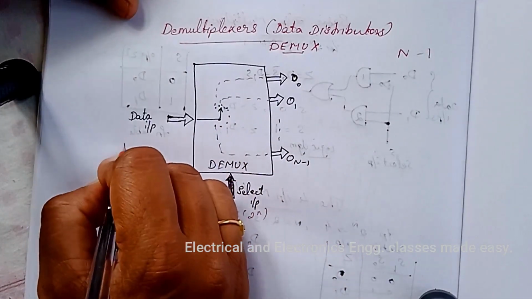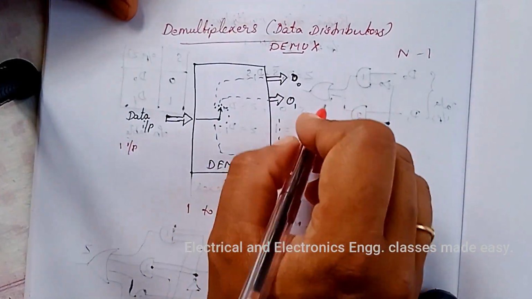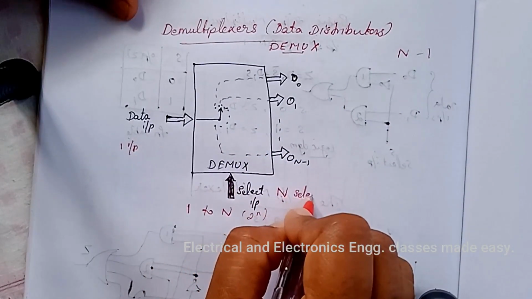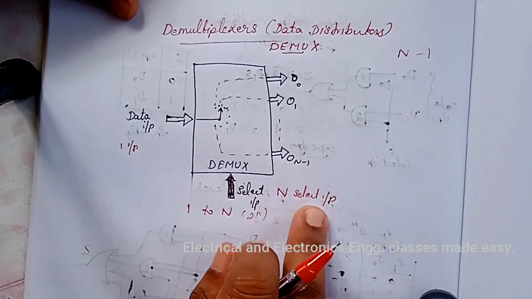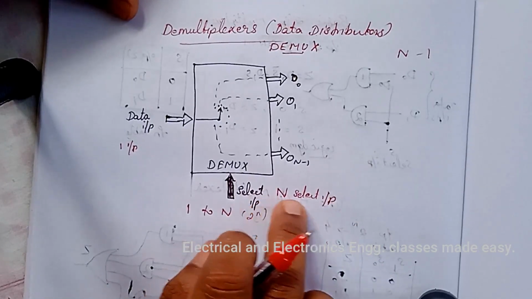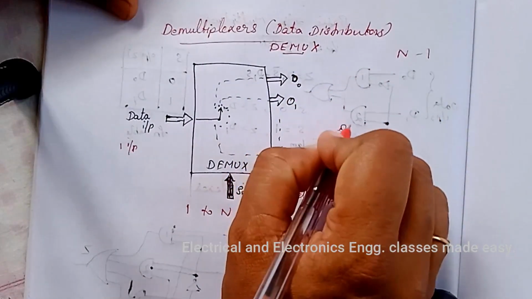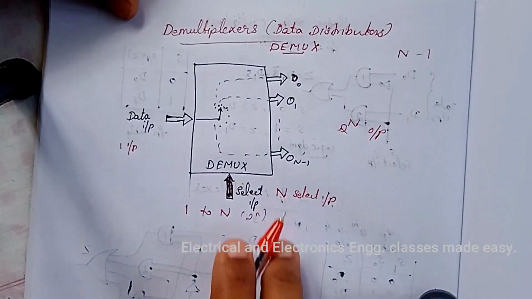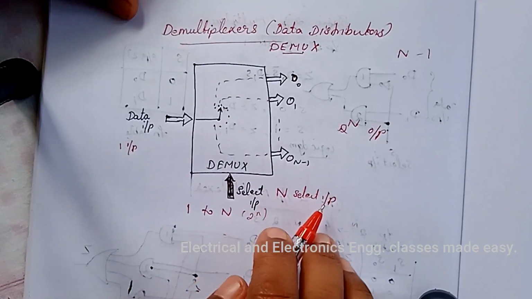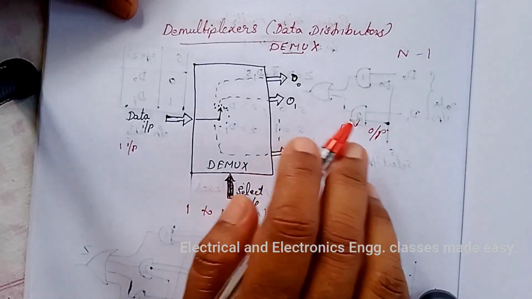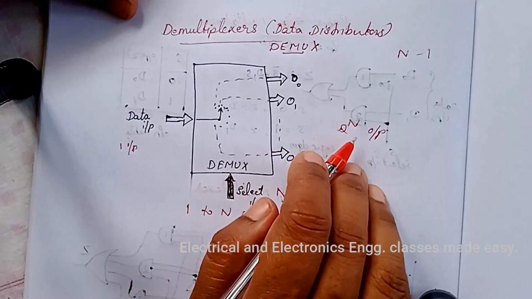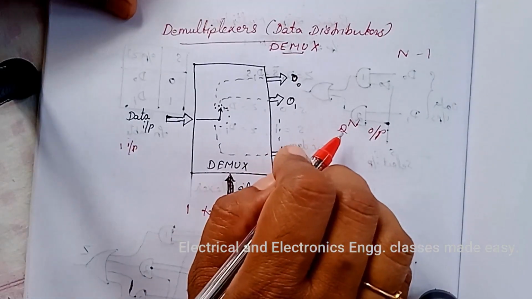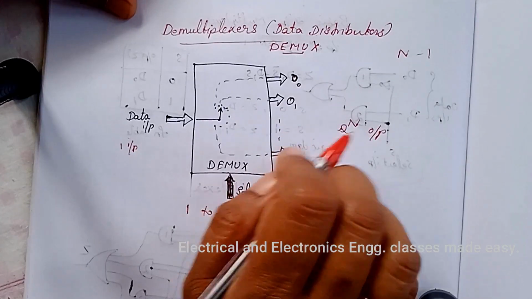So there will be one input and there will be n select inputs, and according to the select inputs there will be 2 raised to n outputs. So if there is one select input, then the output will be 2 raised to 1, that is 2, and if the select inputs are 2, then the output will be 2 raised to 2, that is 4 lines.